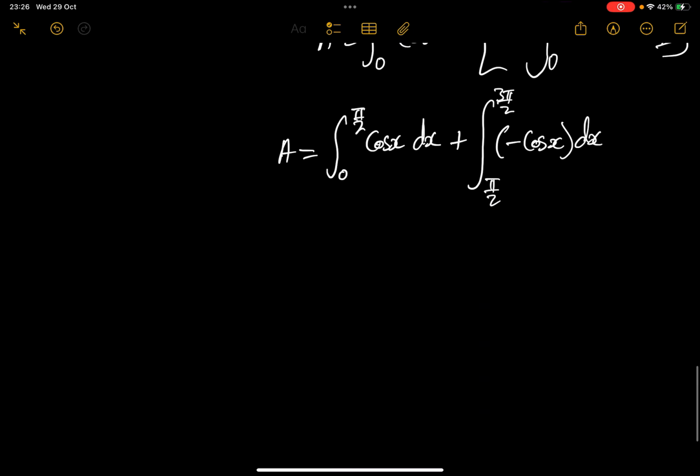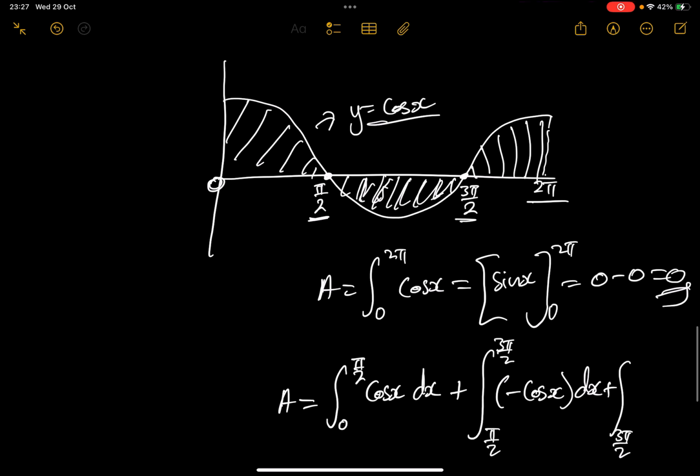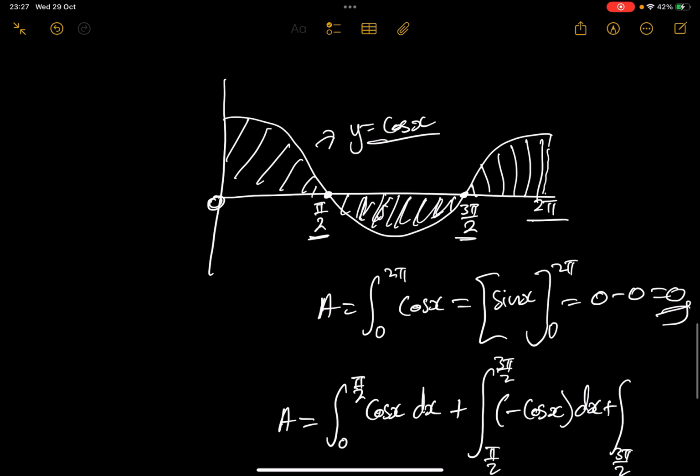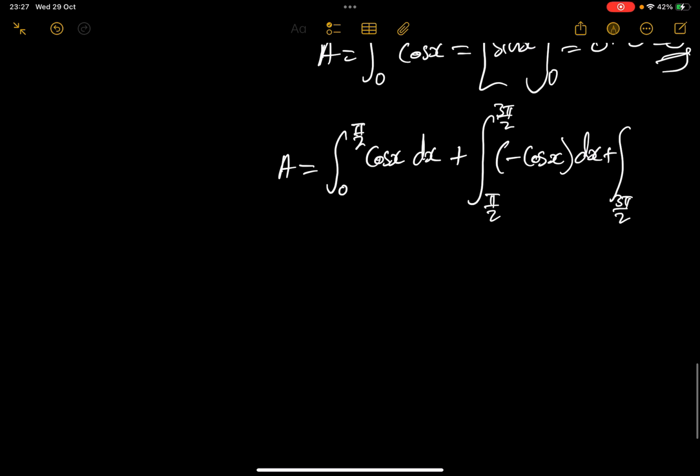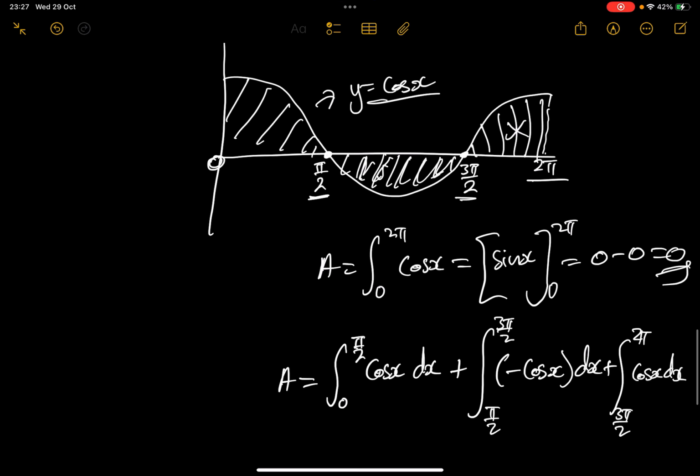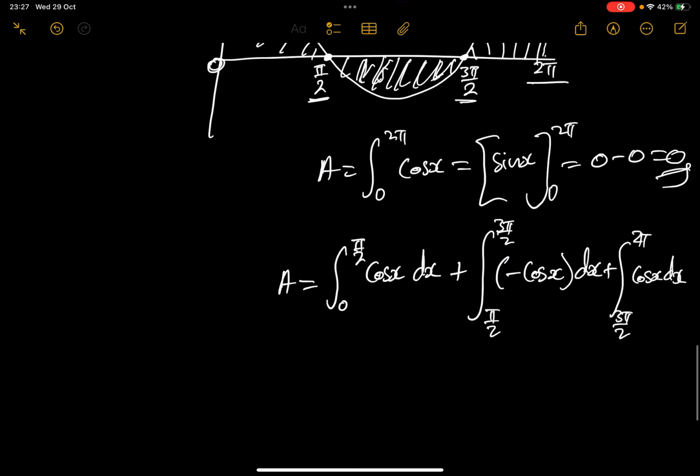And then again, that part is going to be plus the integral from 3 pi over 2, looking at this area now, to 2 pi of cos x dx. So this is how you find the area of your graph for this trigonometric function.